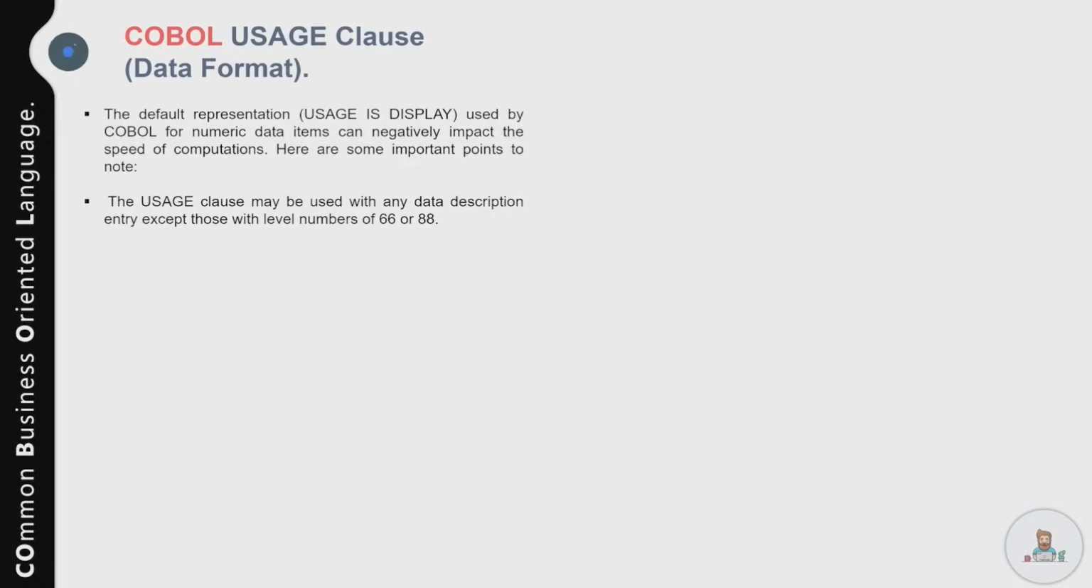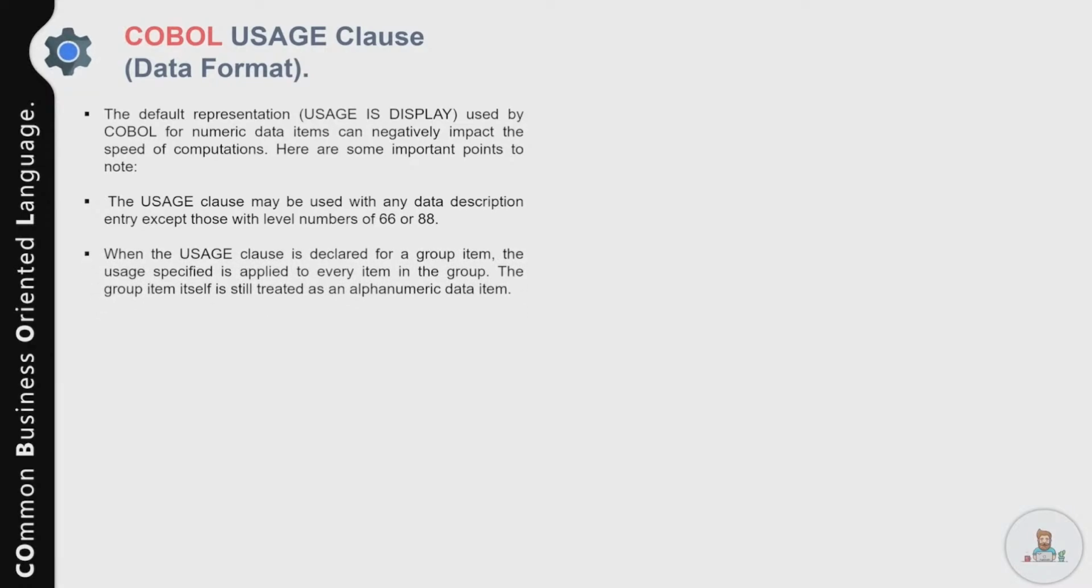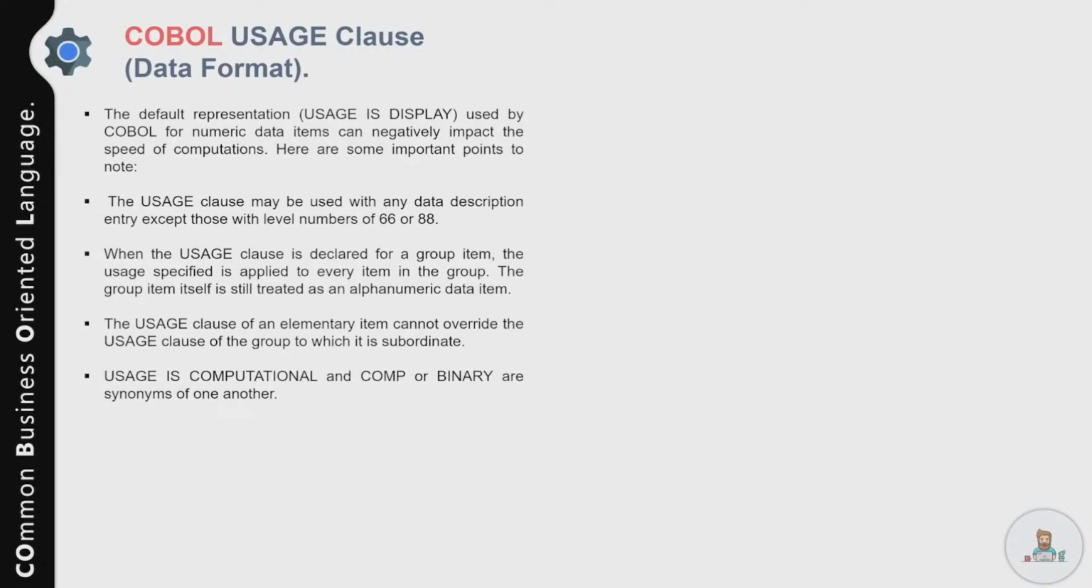The first one is that the usage clause may be used with any data description entry except those defined at level 66 or 88. When the usage clause is declared for a group item, the usage specified is applied to every item in the group. The group itself is still treated as an alphanumeric data item. The usage clause used for an elementary item cannot override the usage clause for the group to which it is subordinate. The next one is that USAGE IS COMPUTATIONAL, COMP or BINARY are synonyms of each other, so you can use any of the three keywords as per your requirement.